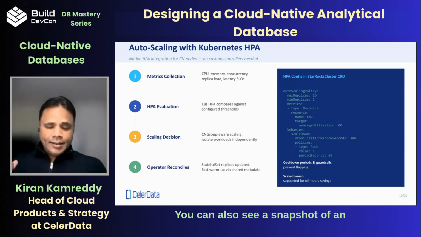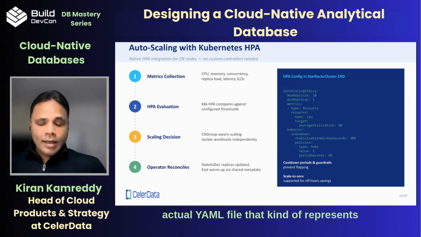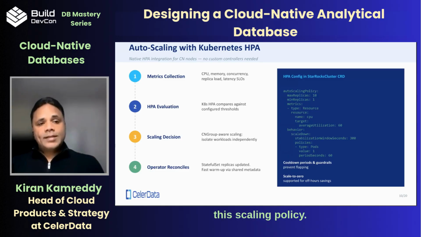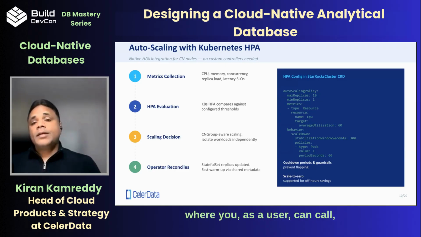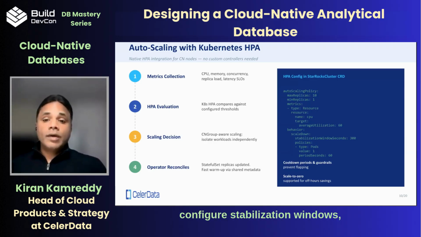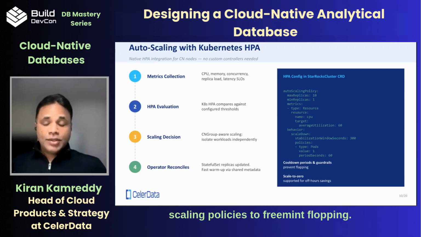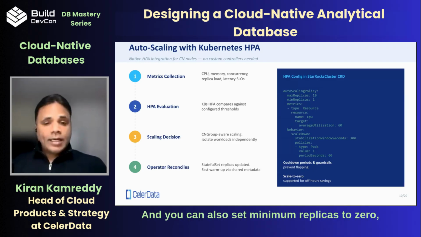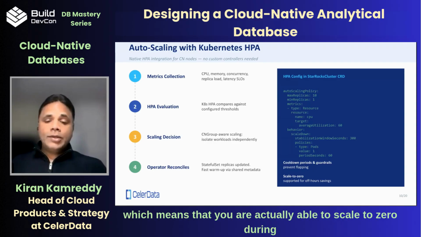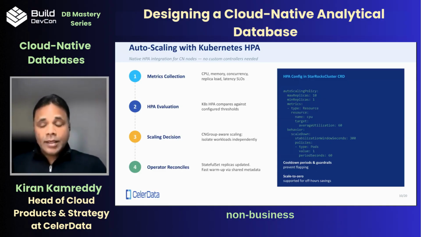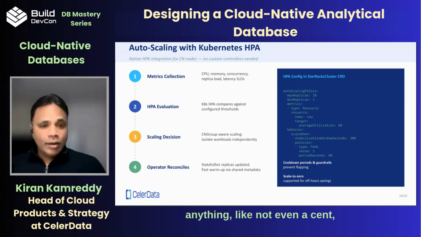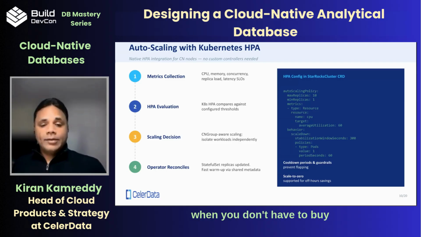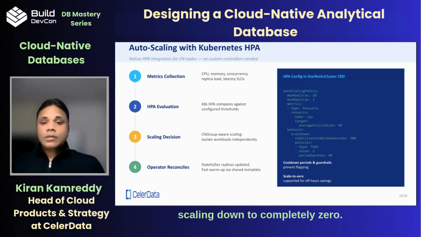You can also see a snapshot of an actual YAML file that represents this scaling policy. Notice the behavior section, where you, as a user, can configure stabilization windows and scaling policies to prevent flapping. You can also set minimum replicas to 0, which means you can scale to 0 during non-business hours. That means you don't have to spend anything, not even a cent, by scaling down completely to 0.